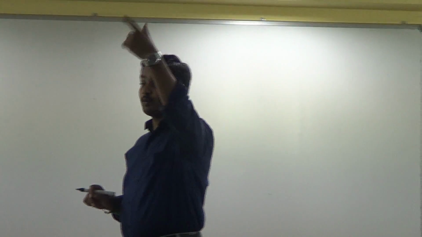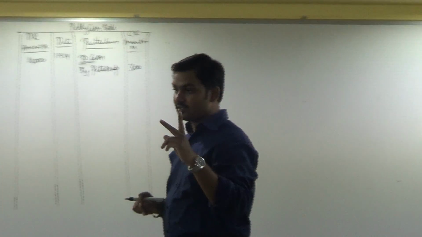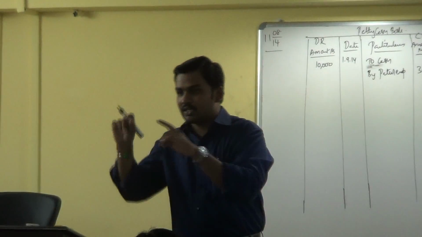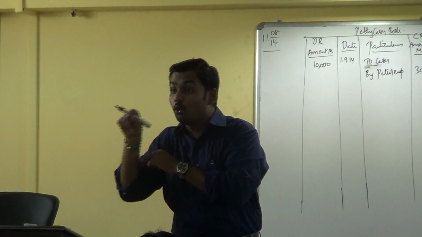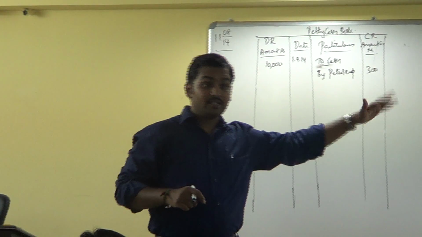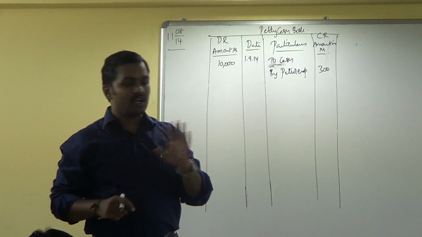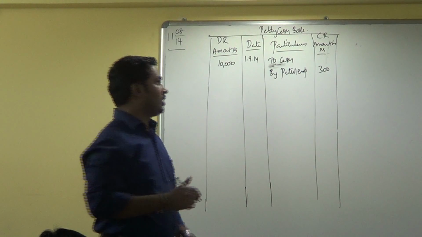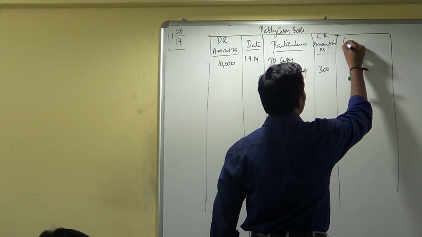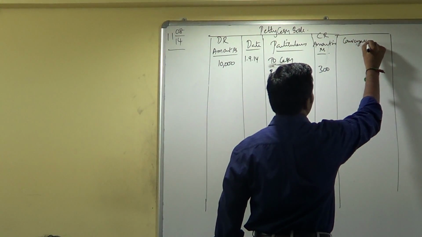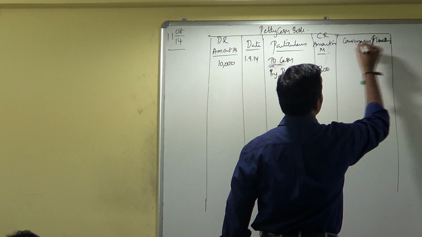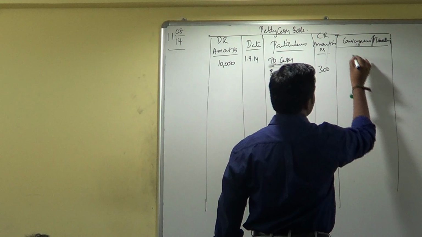Now I should do one more posting. For every journal there are two postings. In the petty cash account I am writing by petrol expenses. In the petrol expense account I should write to petty cash. Now I should actually open a petrol expenses account and write to cash there. But I should not waste a lot of time doing that. What I'll do is simply add a column here: conveyance and traveling. And write 300 rupees here. That's it.